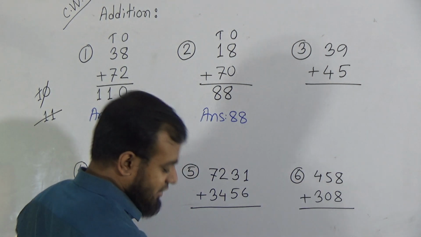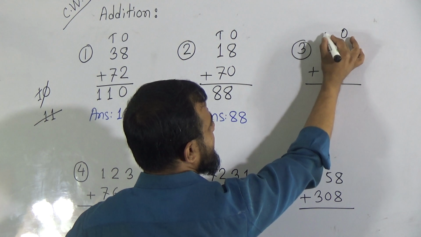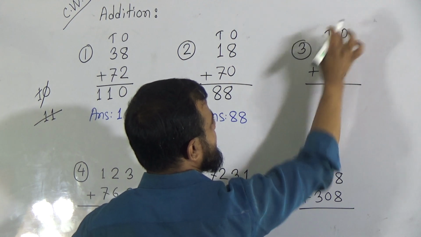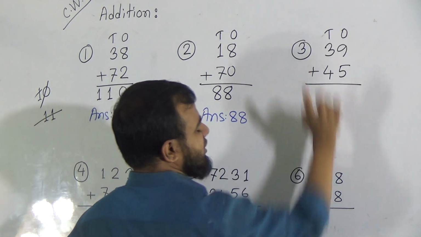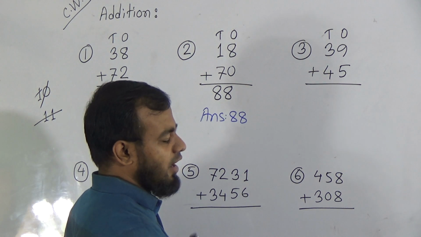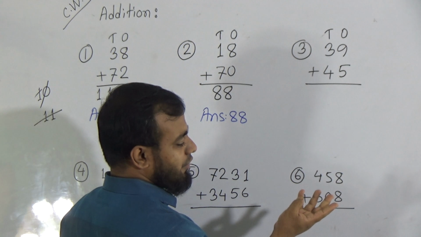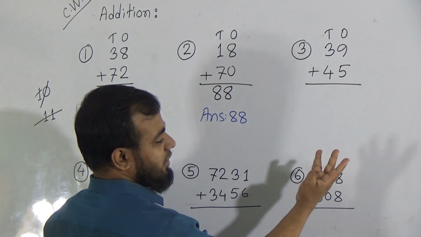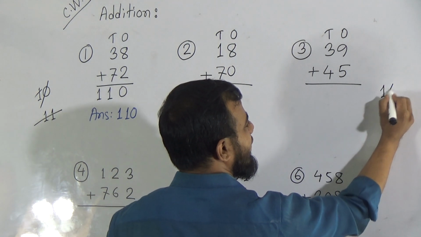First of all, we need to identify the place value. This 9 is in ones place. The tens place will be here. 3 is in tens place. Now, this means that 9 and 5 are in the ones place. First of all, we need to add 9 with 5. Add 9 with 5. 9, count up to 5: 10, 11, 12, 13, 14. That means it will be 14 if we add 9 and 5.